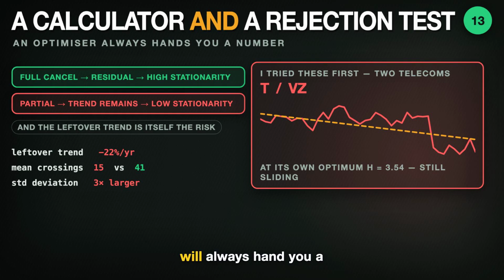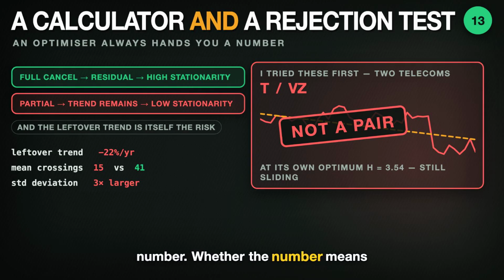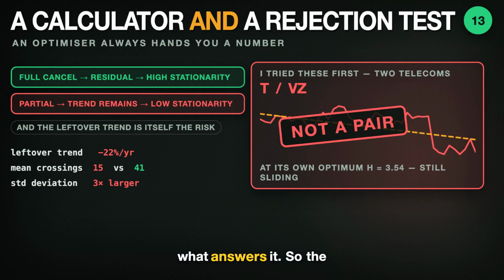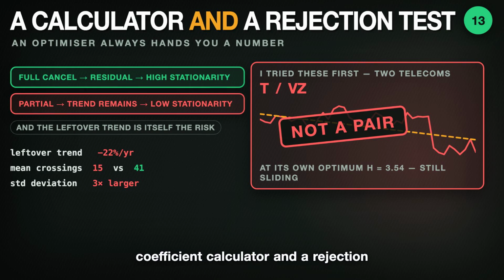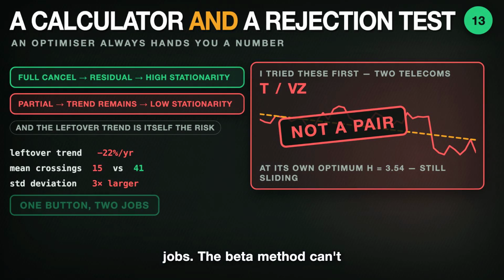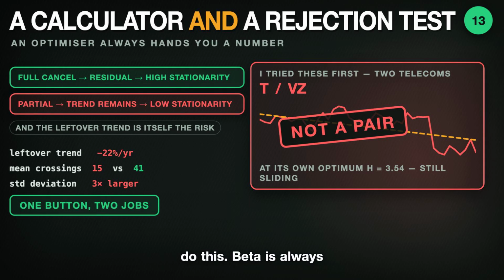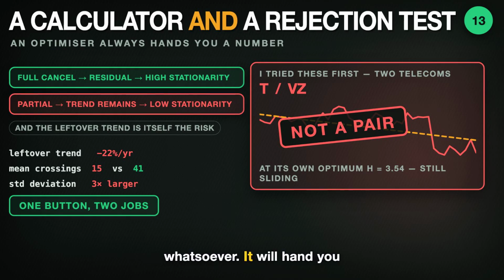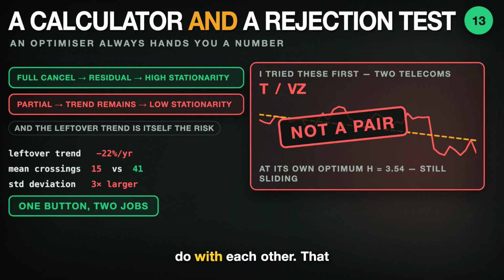An optimizer will always hand you a number. Whether the number means anything is a separate question, and this procedure is what answers it. So the same routine is both a coefficient calculator and a rejection test. One button doing two jobs. The beta method can't do this. Beta is always computable for any two stocks whatsoever. It will hand you a hedge ratio for two companies that have nothing to do with each other. That is the decisive difference.